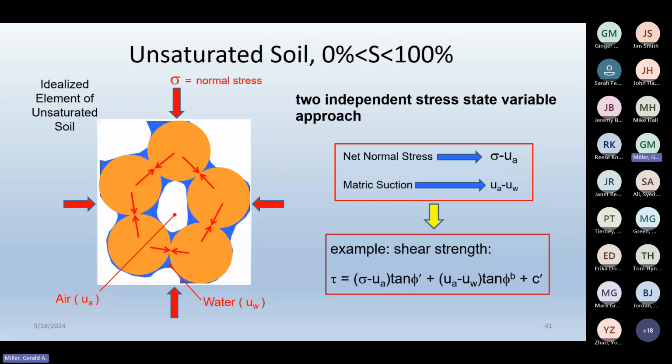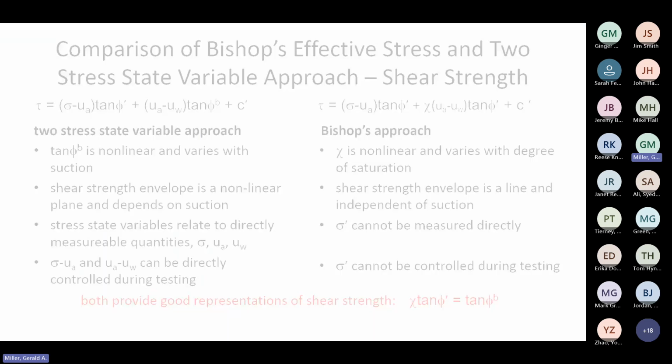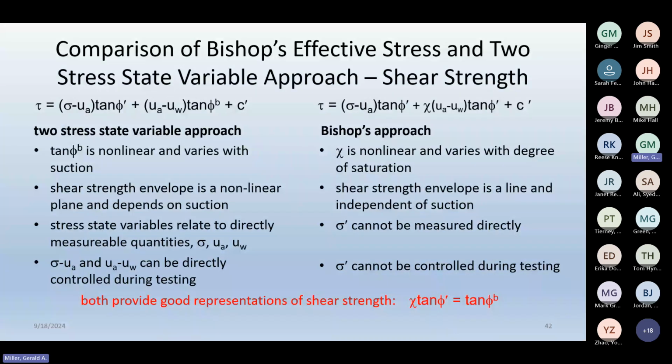Well, when it boils down to shear strength, these two methods are quite similar. And in fact, I've sort of summarized at the bottom the similarity. If you were to equate those two equations, what you end up with is essentially that chi times the tangent of phi prime is equal to tan phi^b. So that phi^b in the two stress state variable approach can actually be related back to the Bishop approach. But there are other behaviors such as volume change behavior that may be better described by the two stress state variable approach, but we're not going to go into that today.